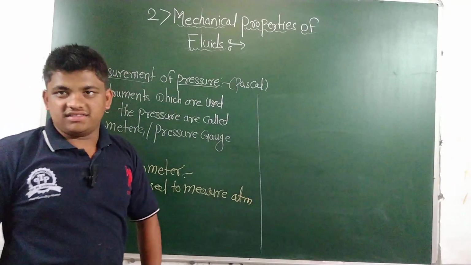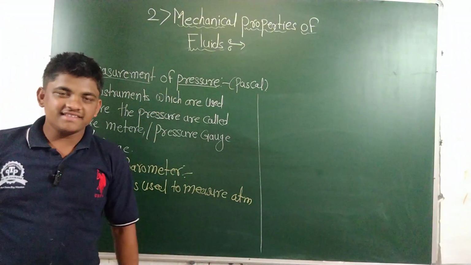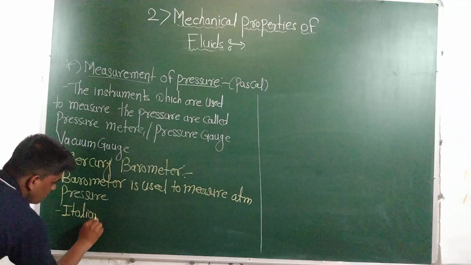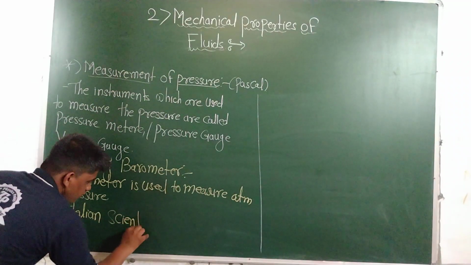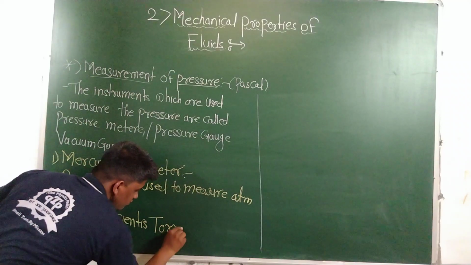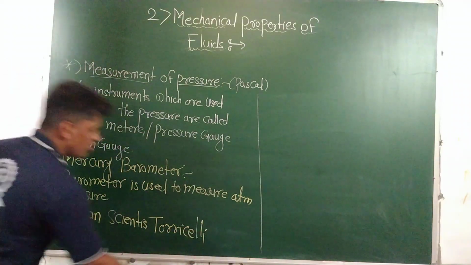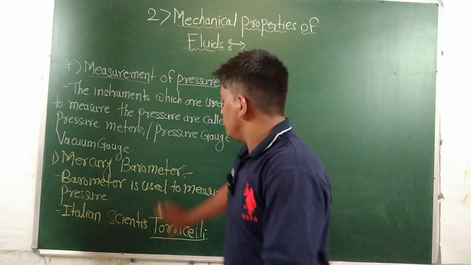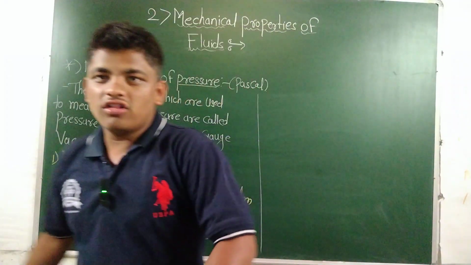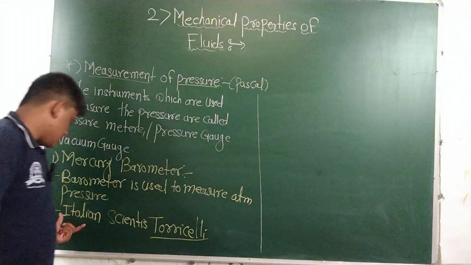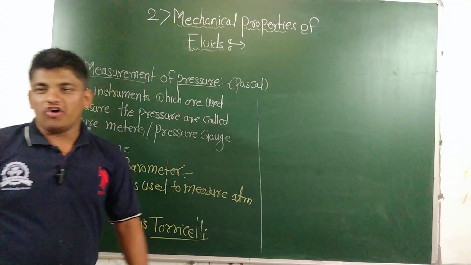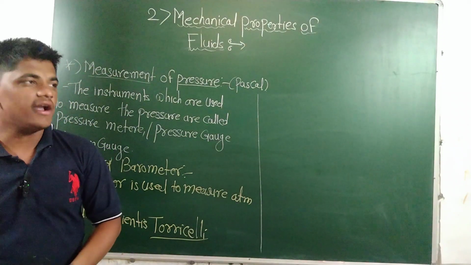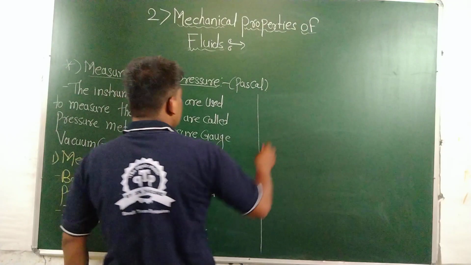Then the mercury barometer was devised by an Italian scientist, Torricelli. Please remember the name of that scientist, as it will be asked in competitive exams. Who was the scientist who first discovered or derived the mercury barometer for measuring pressure? He is an Italian scientist, and his name is Torricelli. He derived it for measuring atmospheric pressure using the mercury barometer.